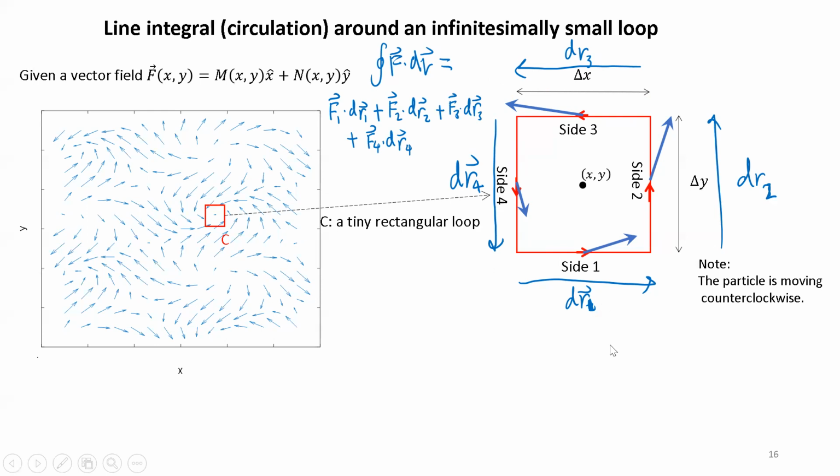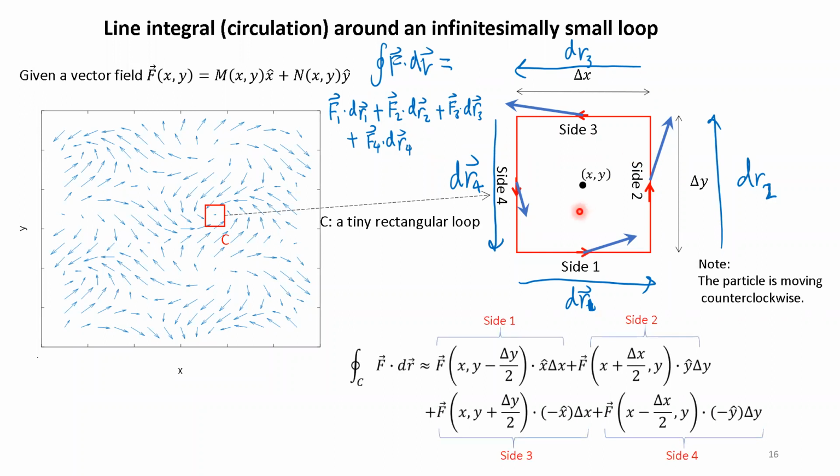Now, when I move along this dr1, what is F1? The F1 that I'm going to take is just the value of the field at the midpoint of side 1. So I'm taking the F value at this midpoint here. Similarly, when I say F2 dot dr2, I'm taking F at the midpoint of dr2, and so on.